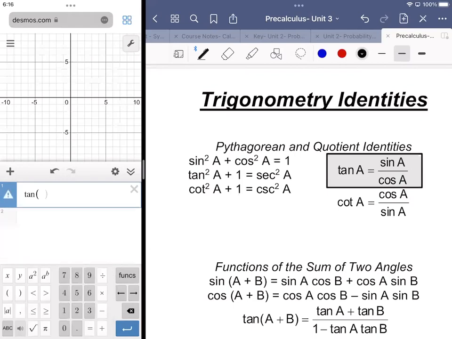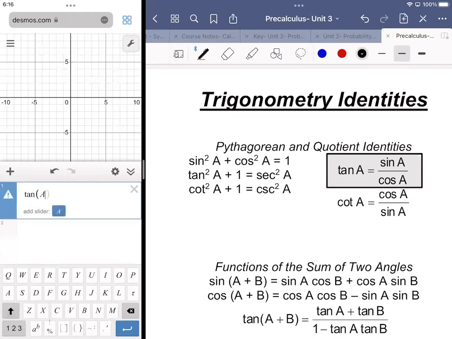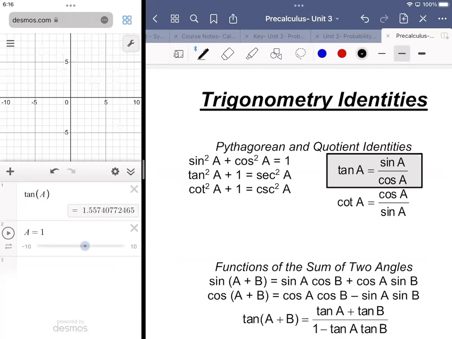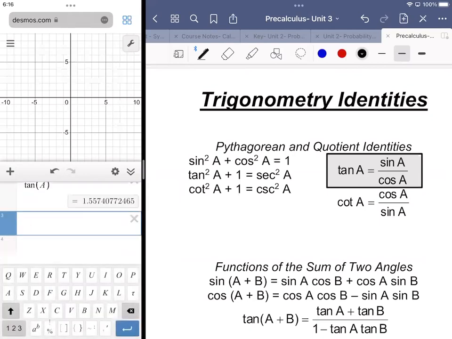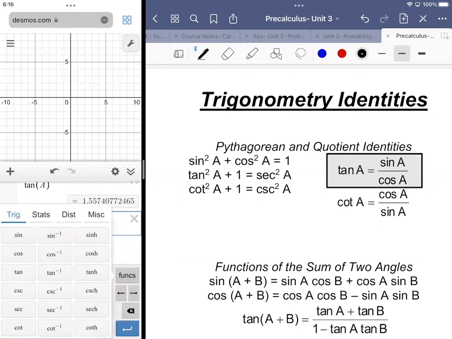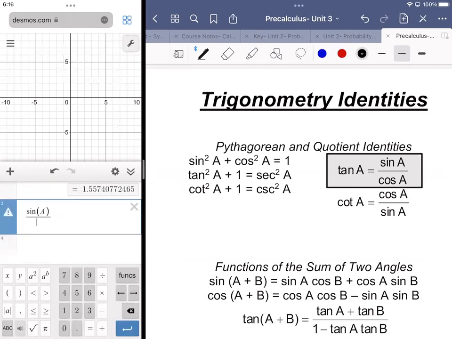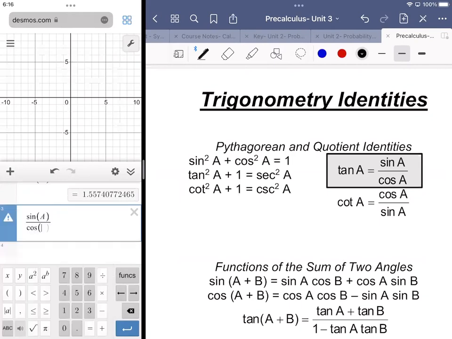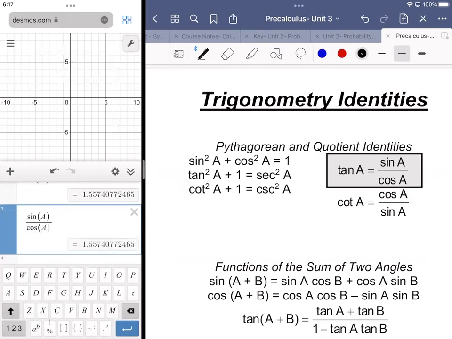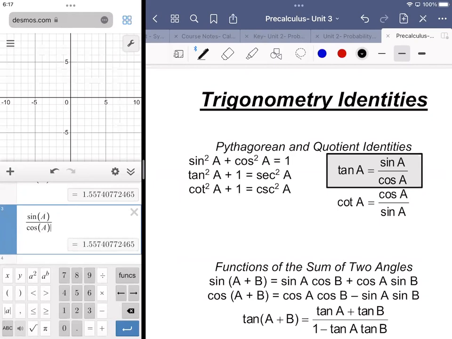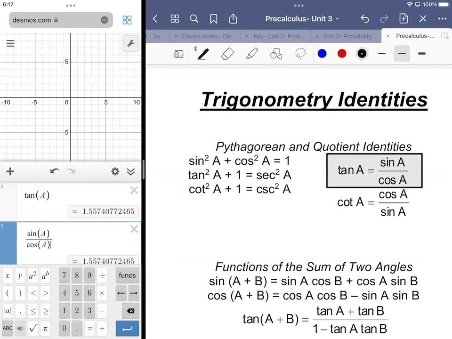So I could type in tangent of capital A. I'll add a slider for A. That's going to be equal to sine of A over cosine of A. So back to my function, sine of A divided by function cosine of A. But one of the things that we like about Desmos is that if you can't remember how to get to a function, you just go to the keyboard and start typing it in. If you know the name of the function, Desmos will recognize it.